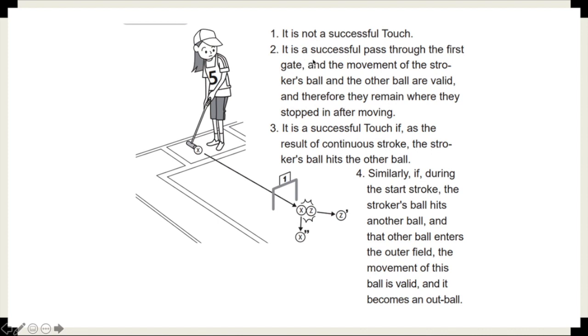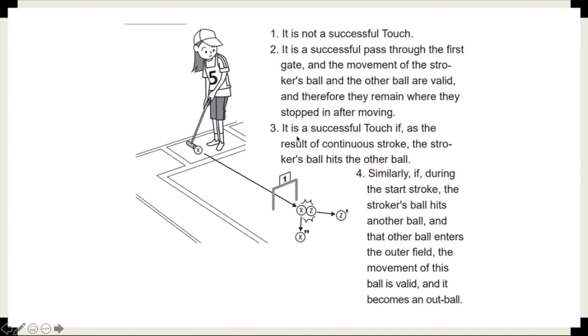Number 2, it is a successful pass through the first gate, as we said, yes, and the movements of the stroker's ball and the other ball are valid. Very important to note there. So the movement of ball Z and ball X are both valid moves, and therefore they remain where they stopped after moving. That's incredibly important as well. It's not an invalid move, so the balls stay as they are.